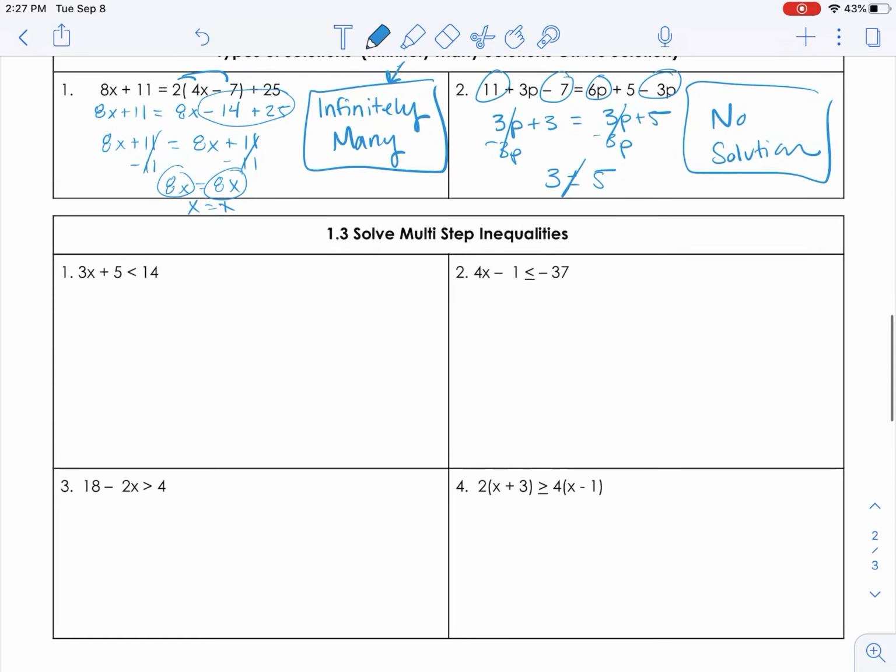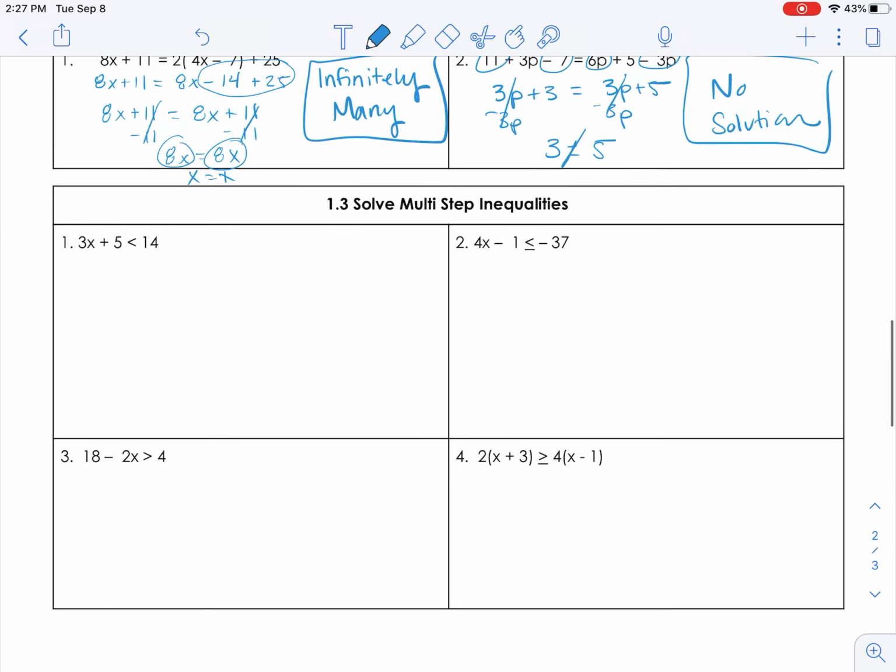Now let's take a look at some inequalities. So remember, this is the same as an equation, but if you divide or multiply it by a negative, you've got to flip the sign. So the first one, we're just going to do reverse order of operations. So we'll undo addition and subtraction first. So 3x is less than 9. And we'll divide by 3 on both sides. So x is less than 3. And we keep that sign the same direction because there were no negatives being multiplied or divided.